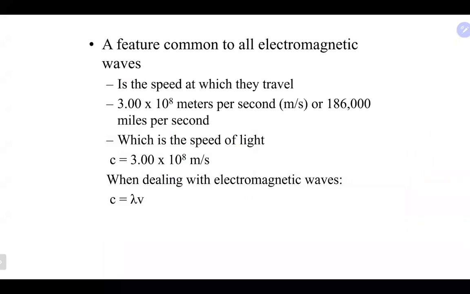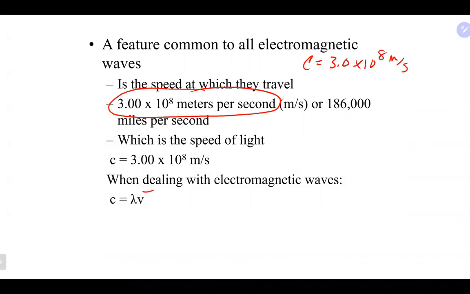Now, one aspect of waves as they move is the speed at which they move. That is 3 times 10 to the 8 meters per second, or 186,000 miles per second. That is actually a constant. It is the speed of light, which is c. That is a number you should know because it pops up a lot: 3 times 10 to the 8 meters per second.